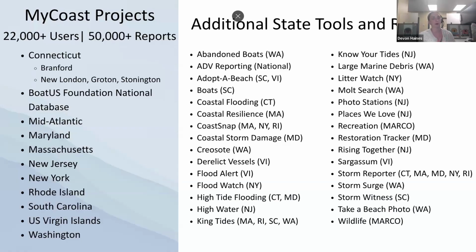The really amazing part about MyCoast is your state has the ability to make any tool what you want it to be. So, for example, the flood alert and the flood watch, there could be little differences between Virginia and New York where they wanted to collect a little bit different information. So they made it their own, and they made it their own tool. So very unique website and web database to really collect what your state needs.